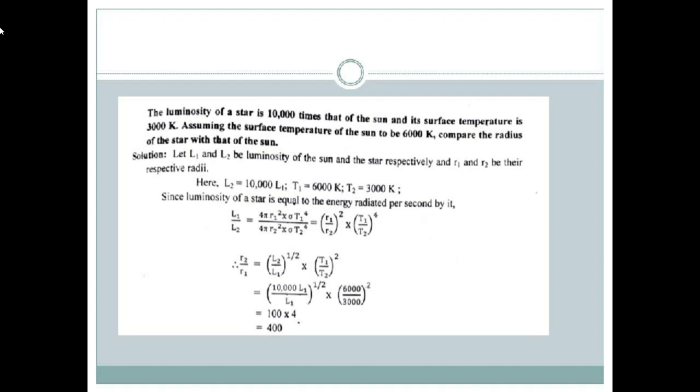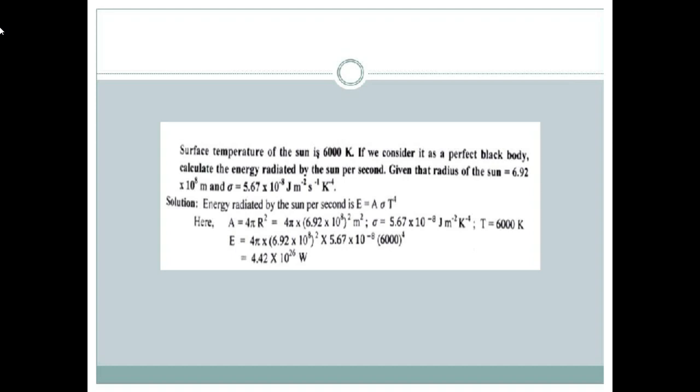Surface temperature of the sun is 6000 Kelvin. If we consider it as a perfect black body, calculate the energy radiated by the sun per second. Given the radius of the sun is equal to 6.92 into 10 to the power 8 meters and sigma is equal to 5.67 into 10 to the power minus 8 joule per meter square per second per Kelvin to the power 4.